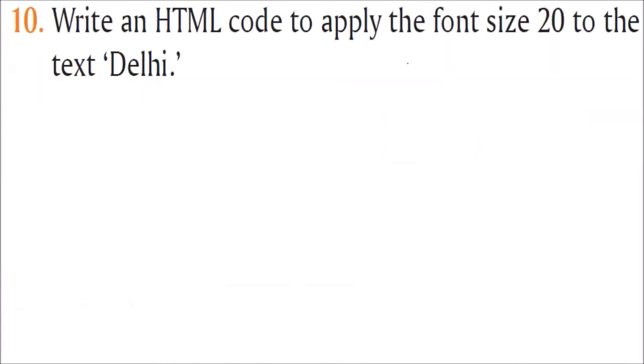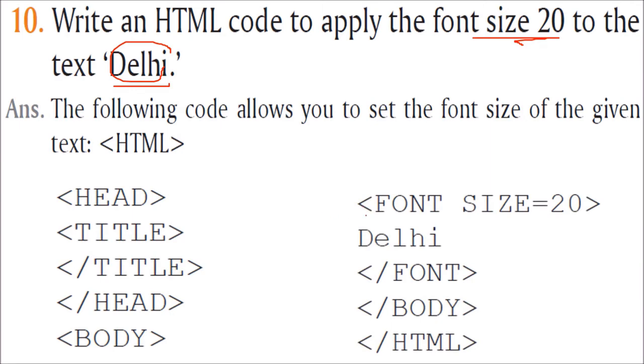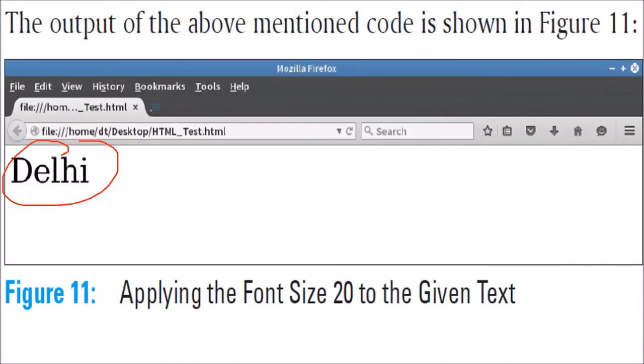Write an HTML code to apply the font size 20 to the text daily. This is the text daily, and you want to apply the font size. So you have to use just font. Inside this font tag, you have to use the property size equal to 20, and in between the font tags you write the content which you want to give size 20. So you see the result as 20. The font has been changed to 20.